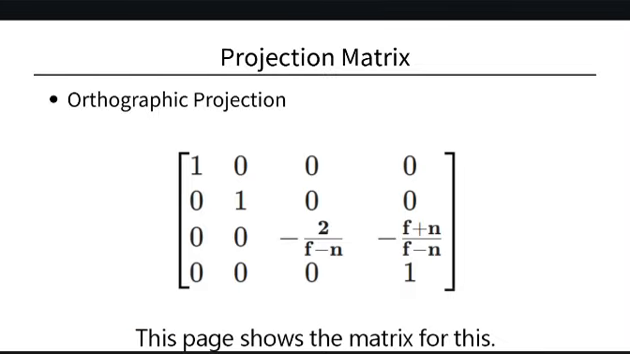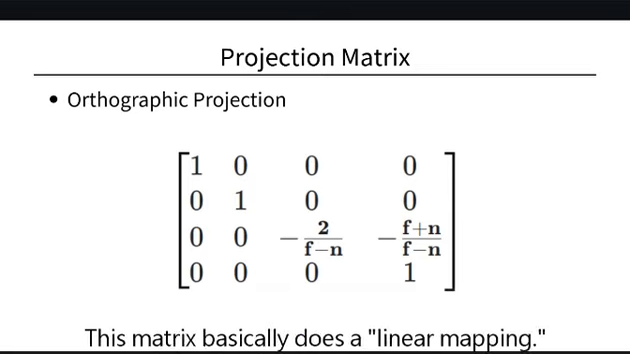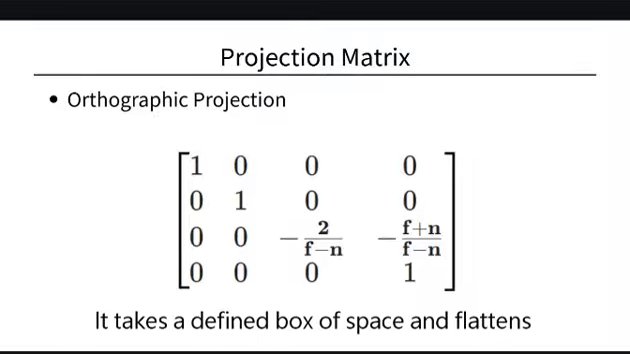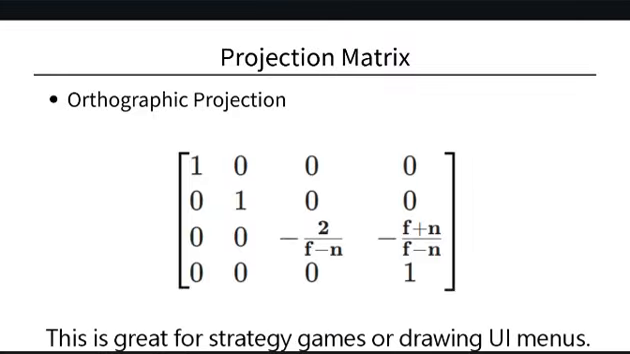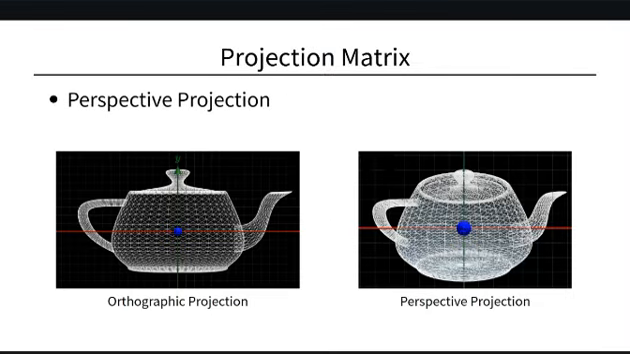This page shows a matrix for this. This matrix basically does a linear mapping. It takes a defined box of space and flattens it directly onto the screen. This is great for strategy games or drawing UI menus. Let's go to the next page.